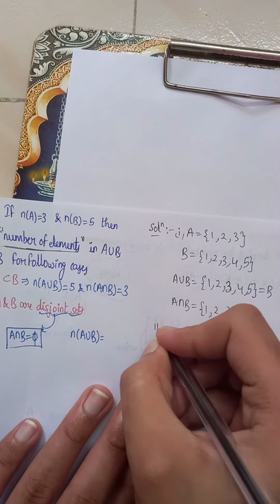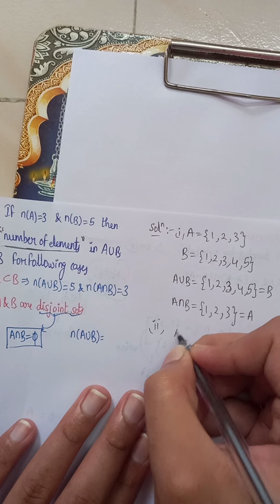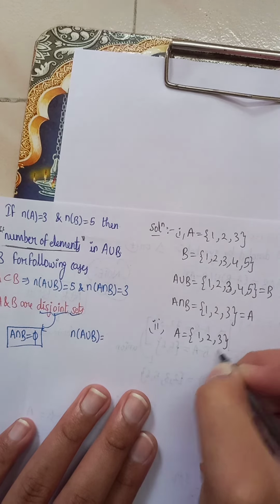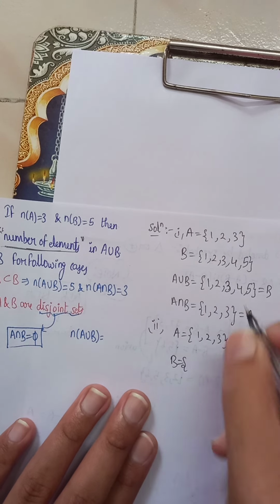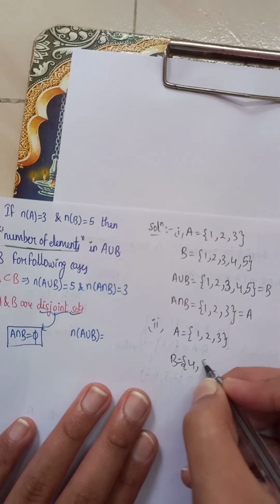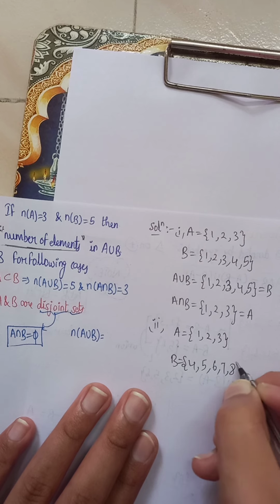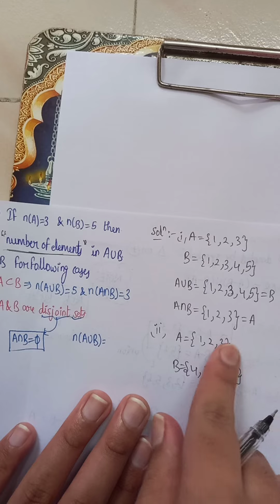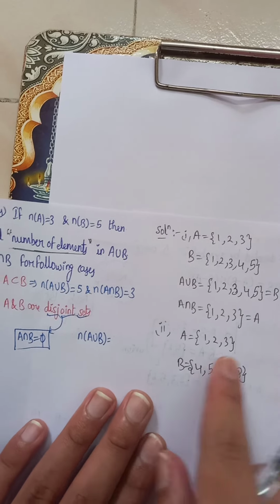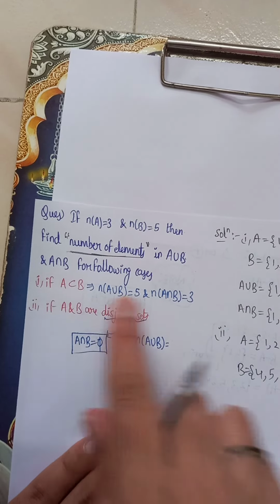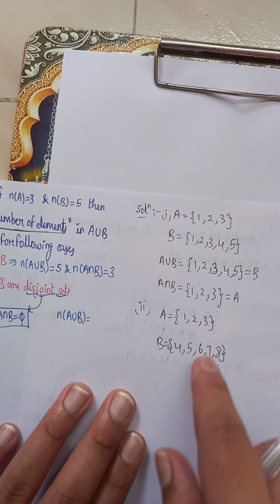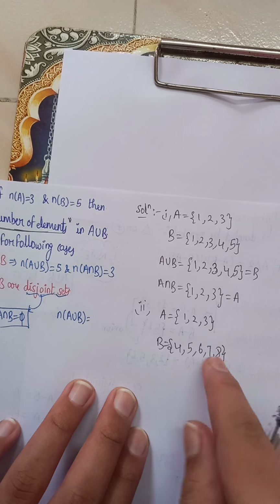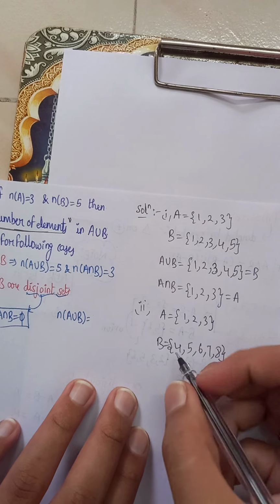For the second point, suppose A is equal to {1, 2, 3}, we are assuming the sets, but B here is not {1, 2, 3, 4, 5}, it's {4, 5, 6, 7, 8}. So the number of elements in set A is 3, and the number of elements in set B is 5. In the second point, A is not a subset of B, which means all the elements of set A don't lie in B. So A is {1, 2, 3} and B is {4, 5, 6, 7, 8}.